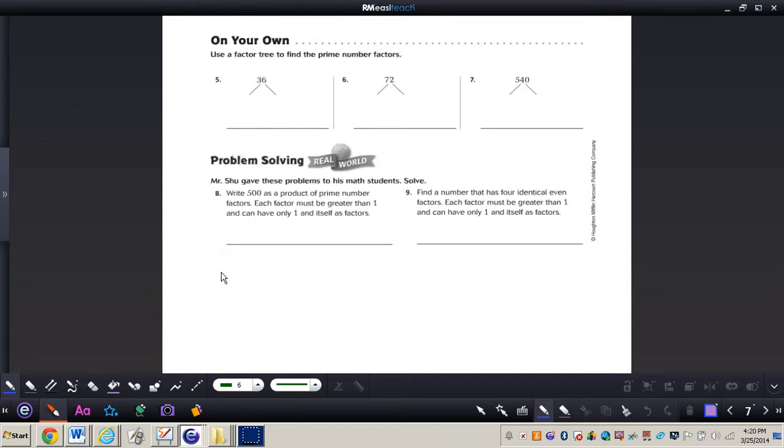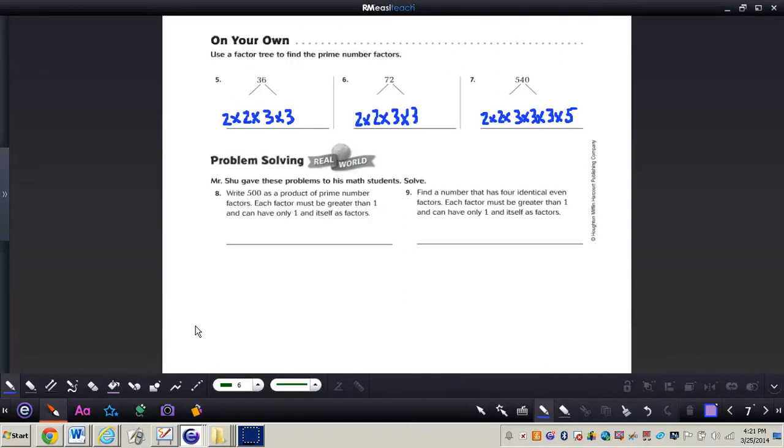If you're not clear on this, you can even rewind the video and watch some of the previous factor trees that we did together. However, if you feel comfortable, do numbers 5, 6, and 7. When you're finished with it, you can press play, and I have the answer for you. So pause the video now. Okay, so you can see the answers for 5, 6, and 7. Now, what we'll do is let's take a look at number 8.